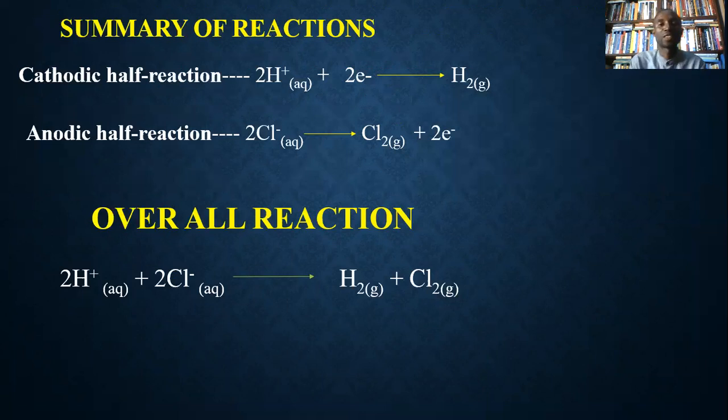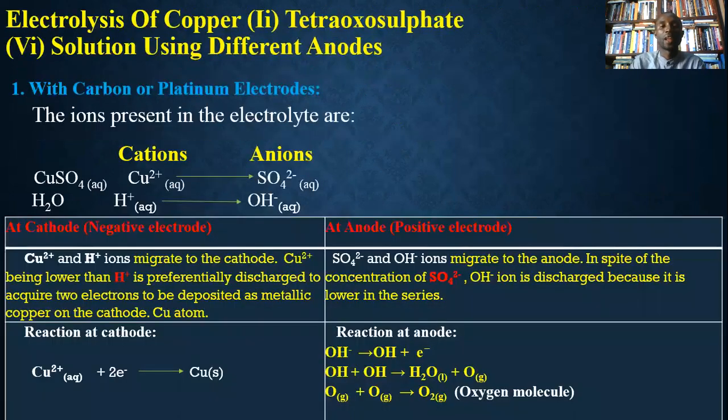Now let's consider the electrolysis of copper(II) tetraoxosulphate(VI) using different electrodes. Here, let's use copper or platinum electrodes. When they are being used, the ions present there, of course, are the copper(II) ion and SO4 2 minus, and then the hydrogen ion and the OH minus from the water.